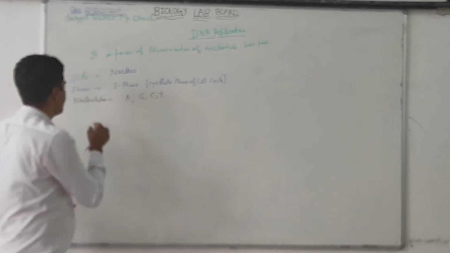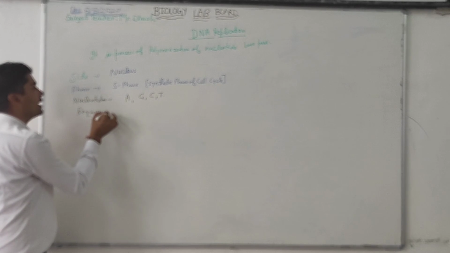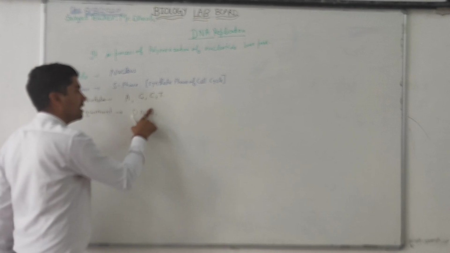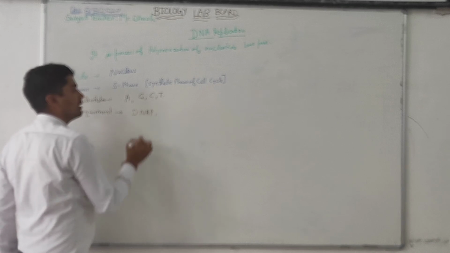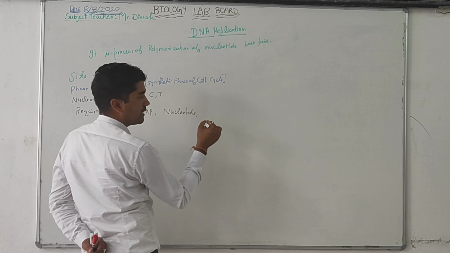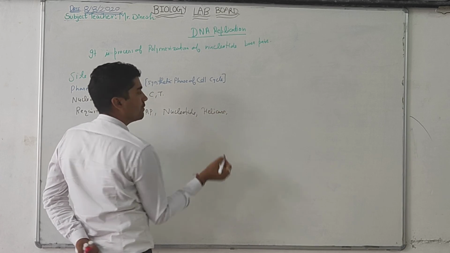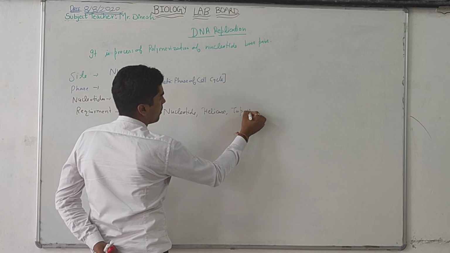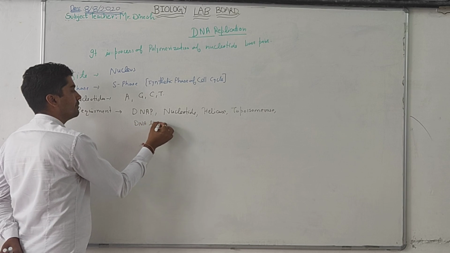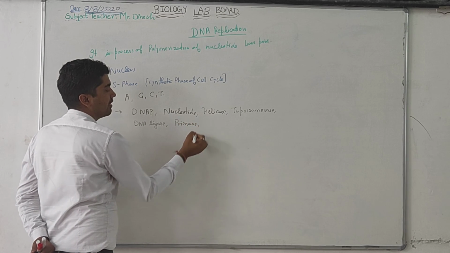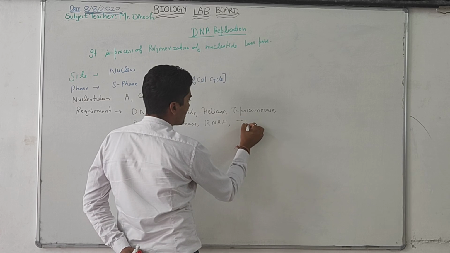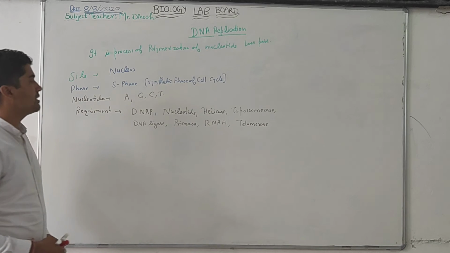So the requirements. What things are required for DNA replication? First, DNA polymerase, then nucleotides, then other enzymes: helicase, then gyrase or topoisomerase, then DNA ligase, then kinase, then RNase H, then in eukaryotes another enzyme, telomerase.